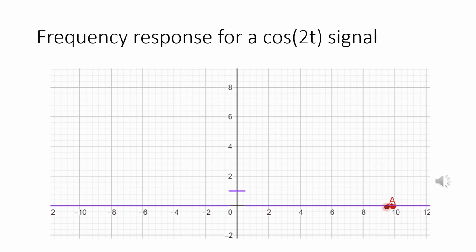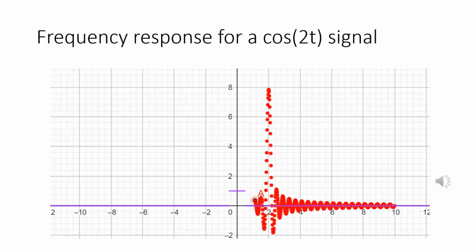The frequency response for the cosine with frequency 2 radians per second signal indicates that the peak response is at a frequency of 2 radians per second. The frequency response results show symmetry for the negative and positive frequencies.